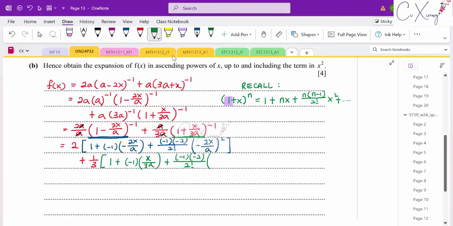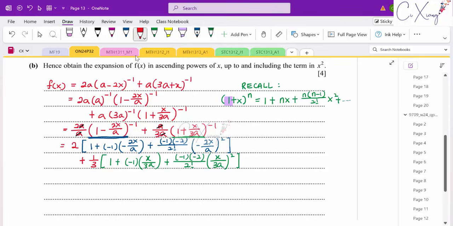And after that, I'm having x over 3a, power 2. Then close bracket. Same thing happened here. I only want to expand the term until x squared, so that's why I stop here. If the question requested for x power 3, then of course you have to continue for more terms that include the x power 3. Okay, right.